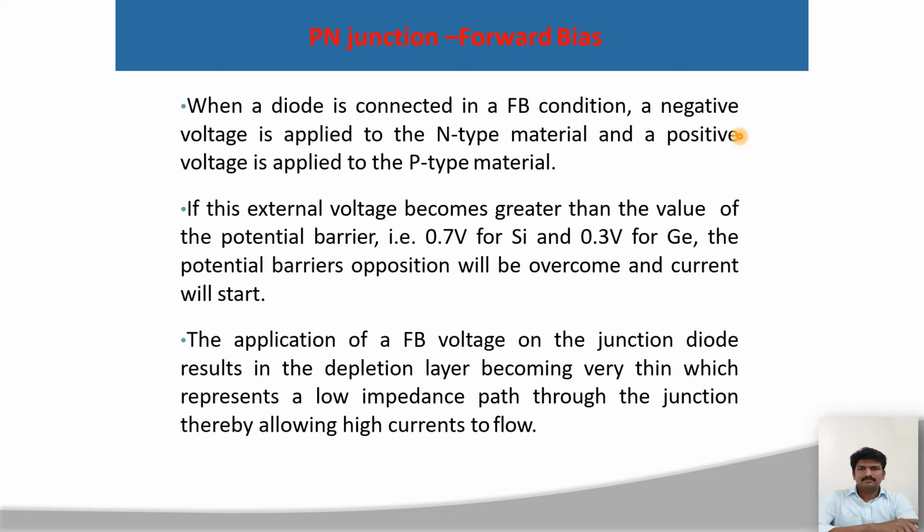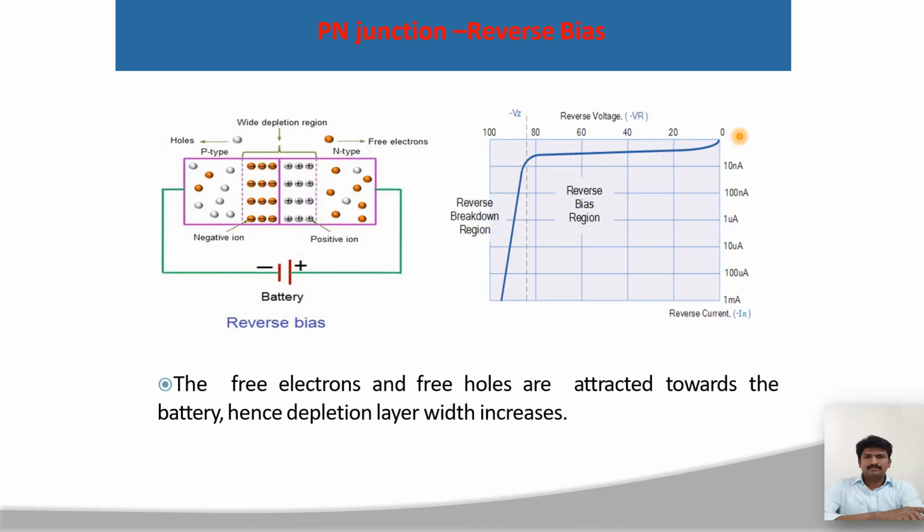When the diode is connected in forward bias condition, a negative voltage is applied to the N-type material, and a positive voltage is applied to the P-type material. If this external voltage becomes greater than the value of the potential barrier, that is 0.7 volts for silicon, 0.3 volts for germanium, the potential barrier opposition will be overcome and current will start to conduct. Application of the forward bias voltage on the junction diode results in the depletion layer becoming very thin, which represents a low impedance path through the junction, thereby allowing high current to flow.